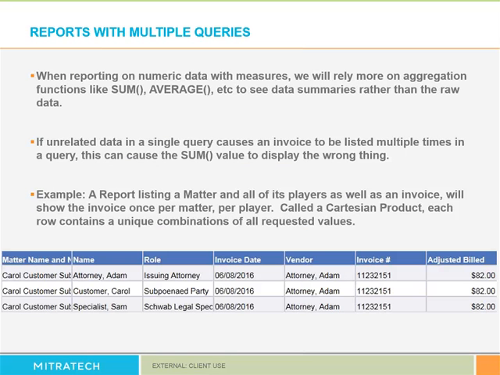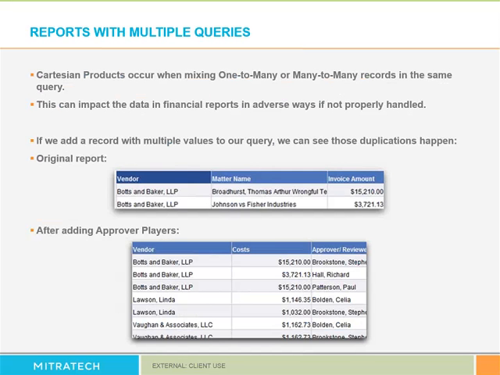Now in this example, because we're actually showing those players in the report output and we're showing all the detailed information about the invoice, including invoice number, we can see that this is happening. And we, at that point, will be able to resolve it. When this becomes more of an issue is when it's not necessarily being displayed because the report is not showing all of those detailed level pieces of information. So this is called a Cartesian product, and it can occur when mixing one-to-many or many-to-many records within a single query, and potentially can have a negative impact on numeric reporting.